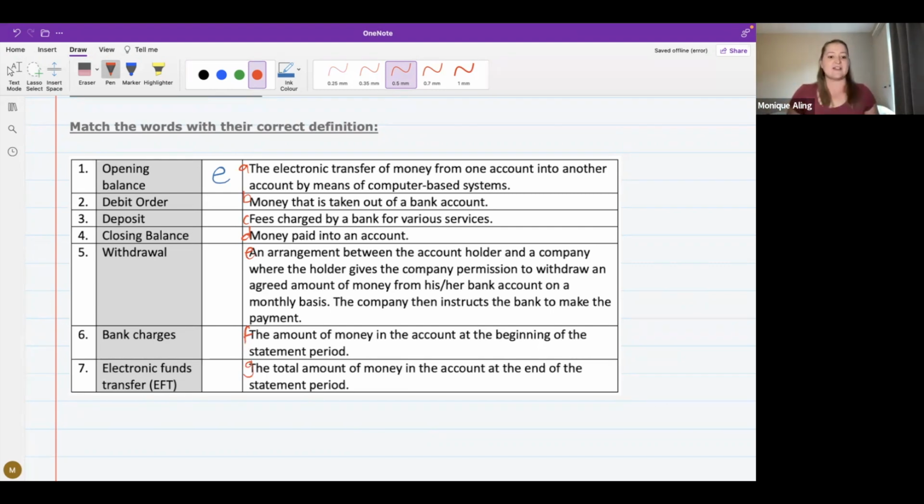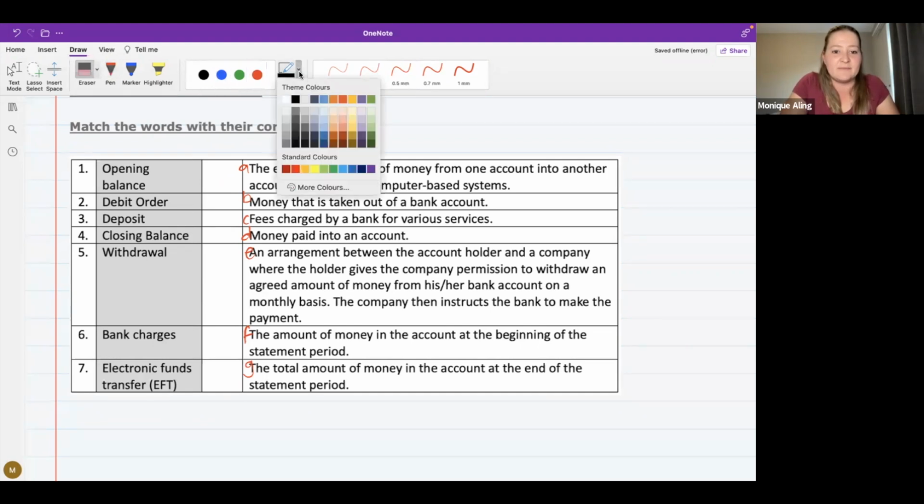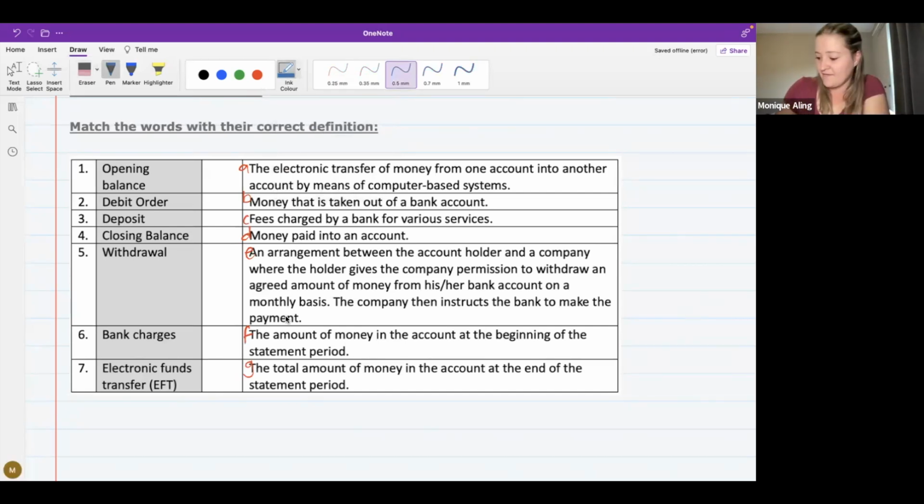Well done. Okay, so debit order is, yeah, sorry guys, my alphabet was wrong there. Opening balance, that's probably what confused everything. It is F. I had missed a letter, sorry. So this one is out the way, the amount of money in the account at the beginning of the statement period. So that makes debit order E, an arrangement between the account holder and a company where the holder gives the company permission to withdraw an agreed amount of money from his or her bank account on a monthly basis.